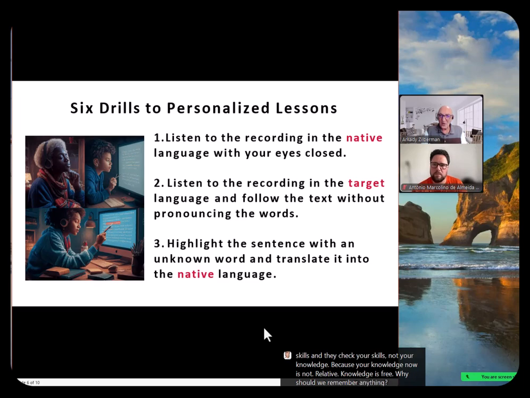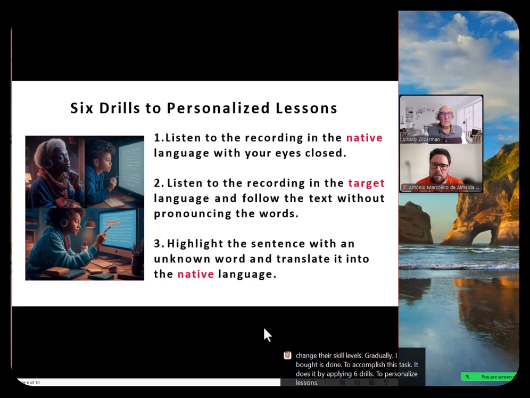What is not open are skills, which are changing gradually, dramatically, exponentially, and so the learner should change their skill levels gradually. AIWAT is made to accomplish this task. It does it by applying 6 drills to personalized lessons.